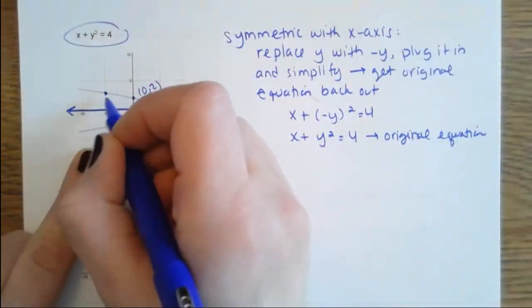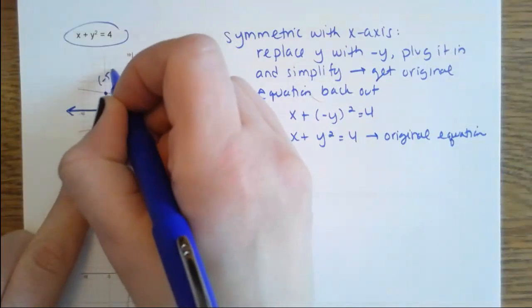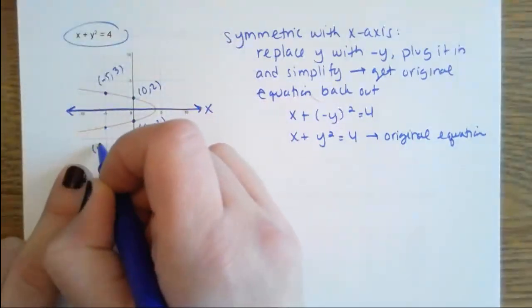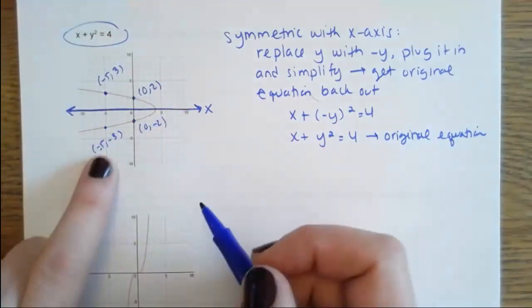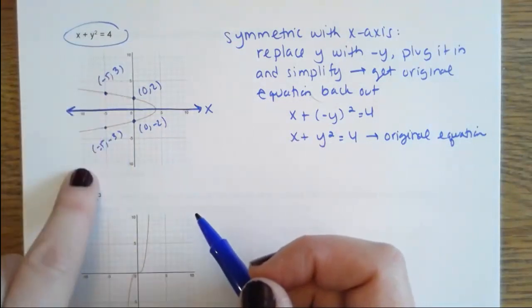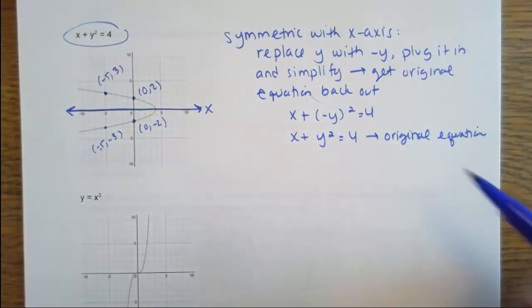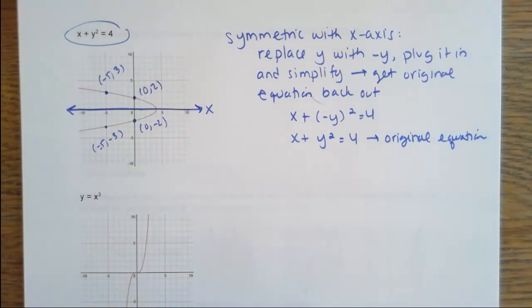So you could look at (-5, 3), and this is (-5, -3). So you're getting the same x value for both the positive and negative version of the y value.